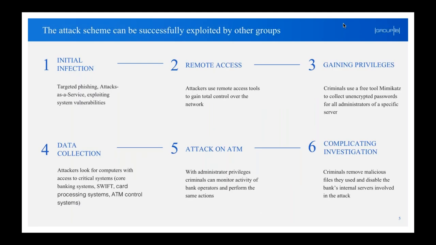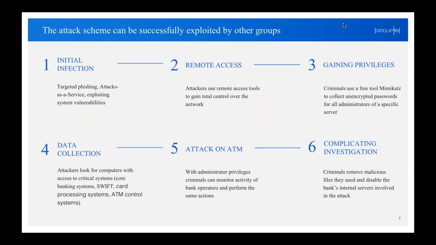So now that we have a basic understanding of the criminal group and some of the timelines around that, let's look at their activities and their attack scheme at a basic sense, at a basic methodology. Really, we can break their methodology up into six different steps in their operation. The first step is initial infection.